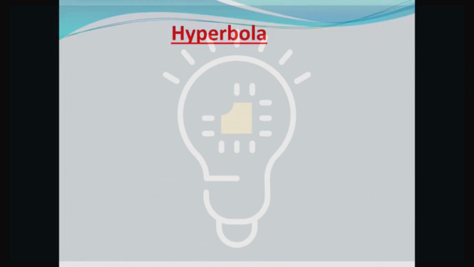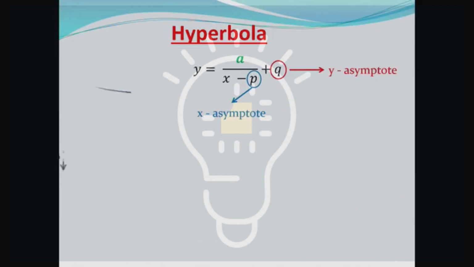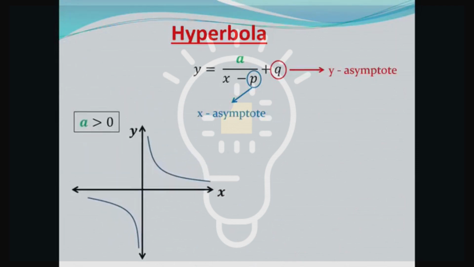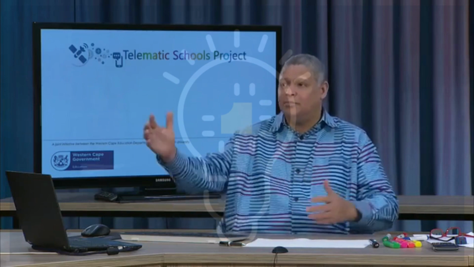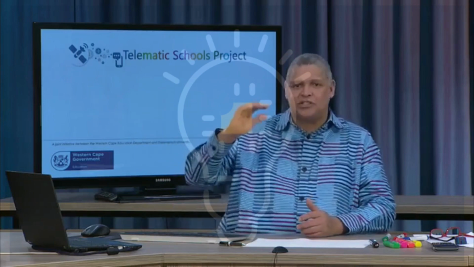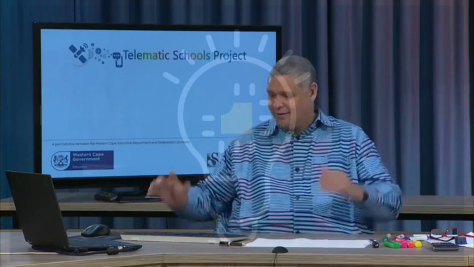Now we come to the hyperbola, also another function. And of course, the hyperbola is given by this equation here. And of course, we know that there we have our x asymptote and y asymptote as well. Remember, the asymptotes are where the graph is undefined. In other words, we can say the asymptote lies on a particular line, and you'll notice we sketch it by means of a dotted line.